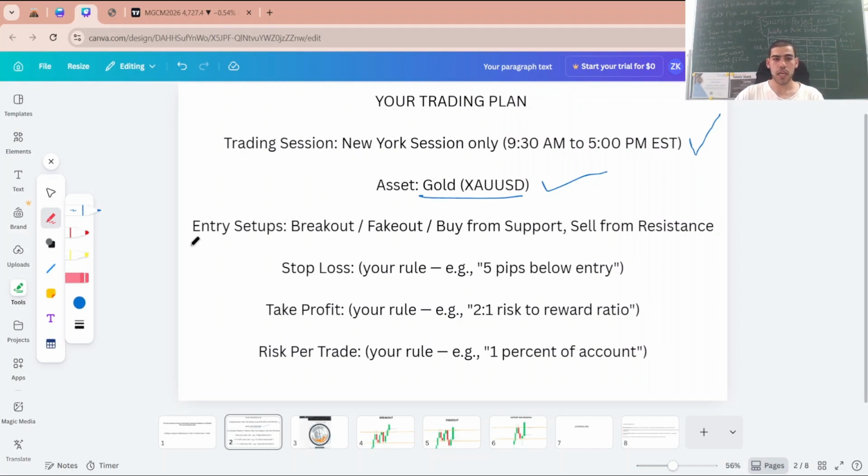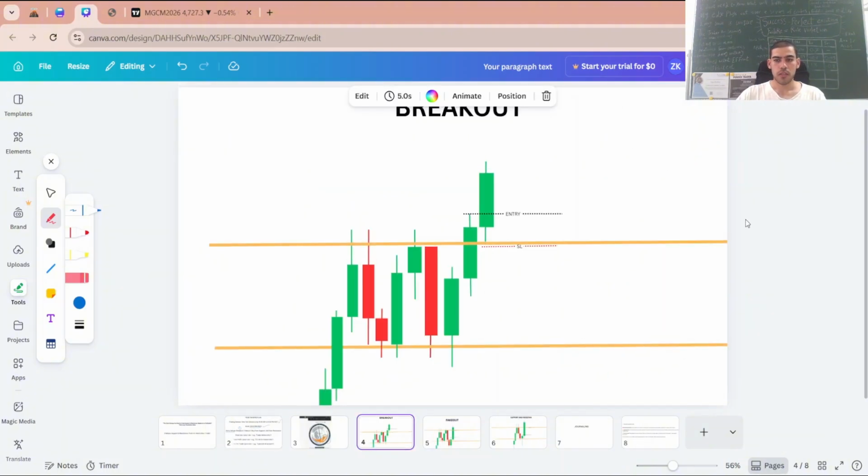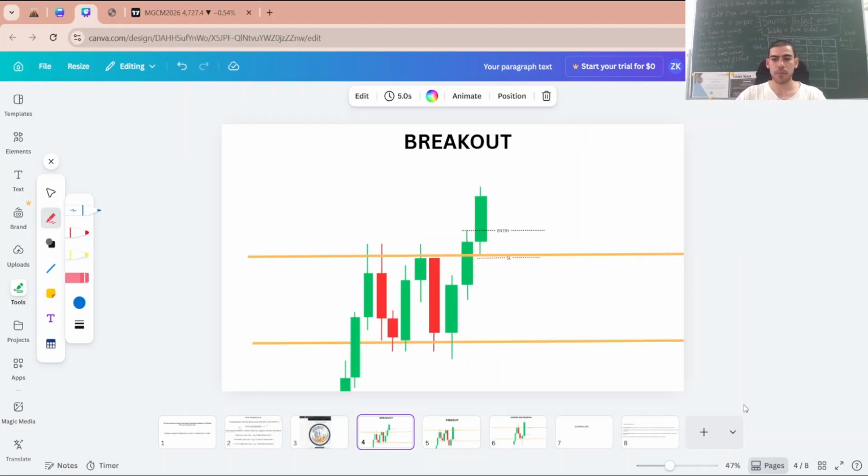So next we have the entry setups, which is what this video is about. First of all, we have the breakout setup. I'm going to dive into this in much more detail. This is the breakout setup, as you can see here.